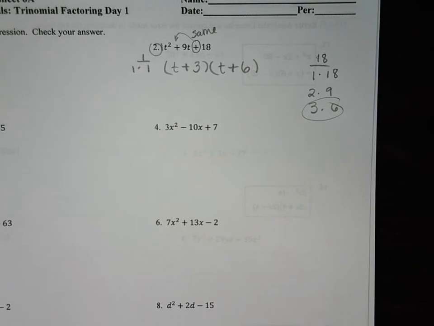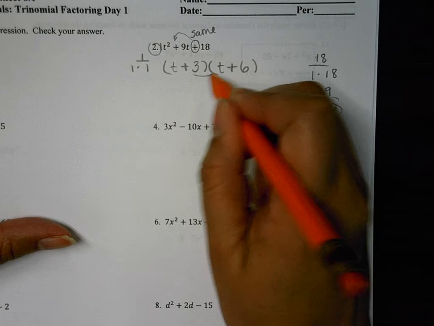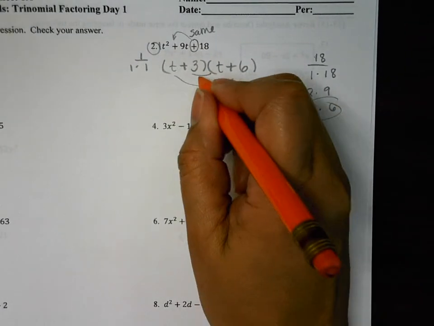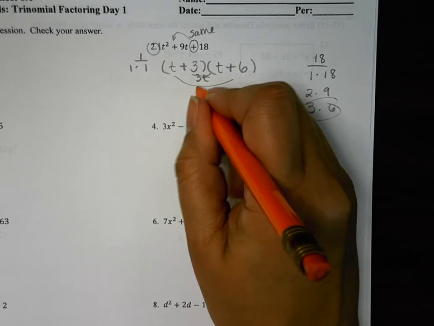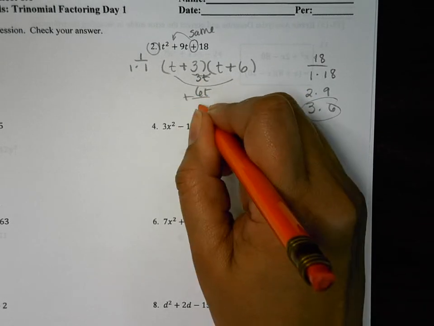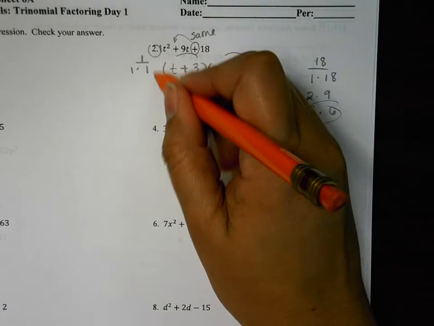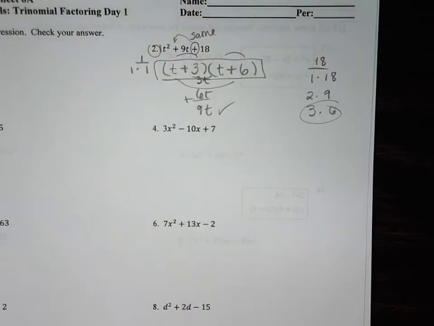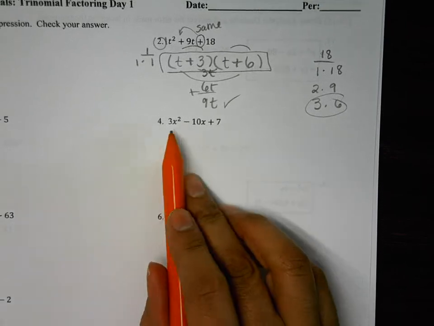All right. If you put plus 6 and plus 3, would that be okay? Now, if you stopped here, why would you get it wrong? You have to check. 3t in the middle. What does the outside give me? 6t. What does that add up to? 9t. We're happy, and we box it in.